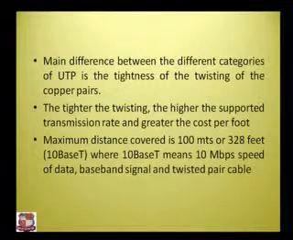10 Base T, where 10 means the speed of 10 Mbps, the speed at which the data is traveling, as well as the baseband signal and twisted pair cable. The T stands for twisted pair cable and base stands for baseband signal. So you are transmitting a 10 Mbps signal, that signal type is baseband, and you are using a twisted pair cable. The maximum distance covered with this UTP is 100 meters.